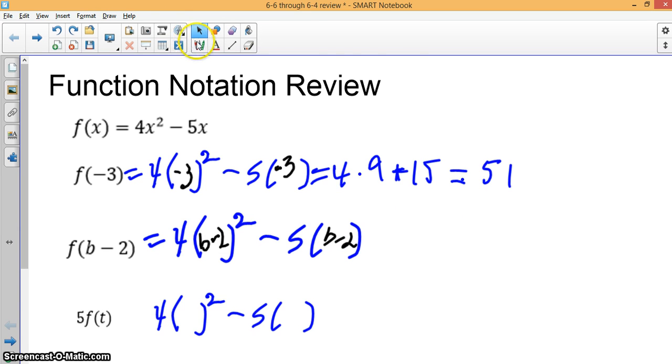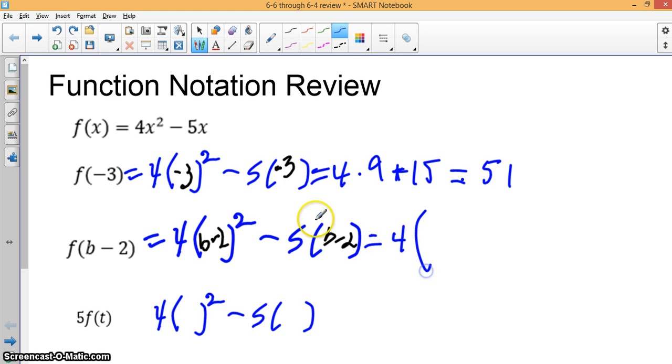So how do you handle that? Well, it's just an algebra problem now, as opposed to, once you plug in the -3, you're just doing arithmetic. Here you're just doing algebra. So you get 4, and then b minus 2 squared is a FOIL problem. So it's b minus 2 times b minus 2. That's one way to think of it. And so you get b minus 2 squared, which is b squared, minus 2b, minus another 2b, so it's minus 4b total, and then plus 4. Okay? Minus 5b plus 10.